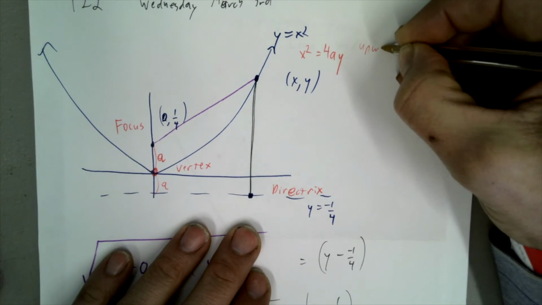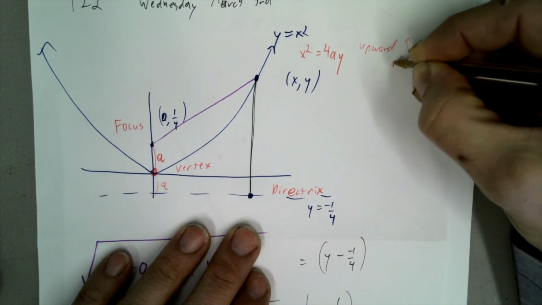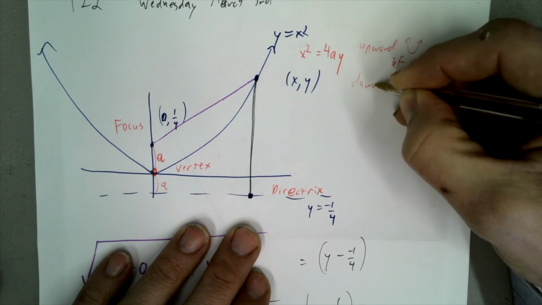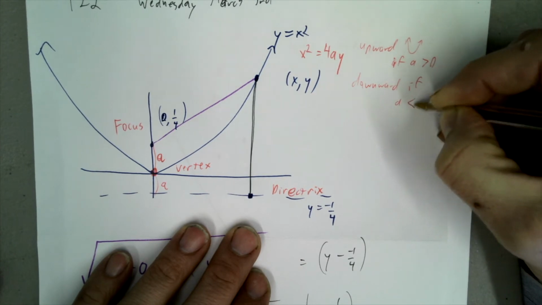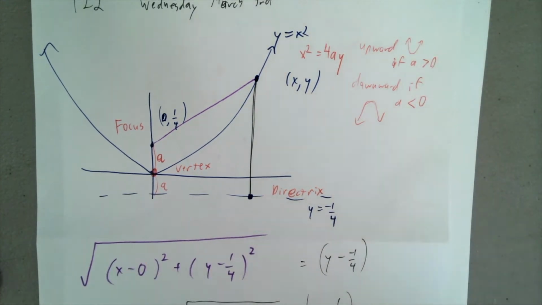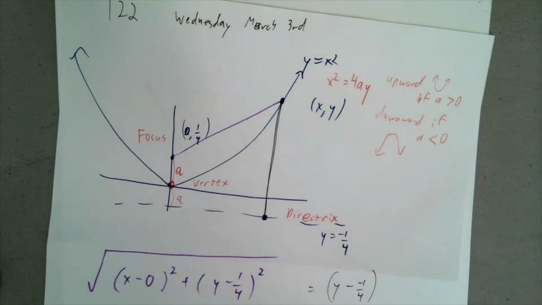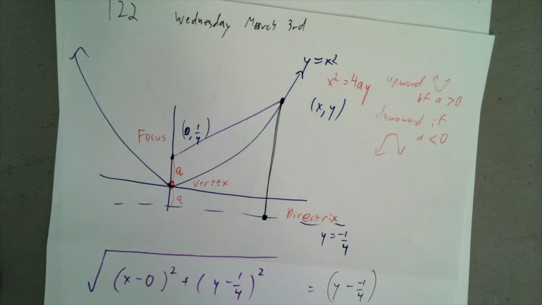So this is an upward parabola shape if a is greater than 0, and downward if a is less than 0, would be a downward parabola. Can't have a equals 0, that wouldn't leave you with anything. Well, if a equals 0 and this x squared equals 0, and you don't really have anything going on. So, parabola upward or downward in this case.